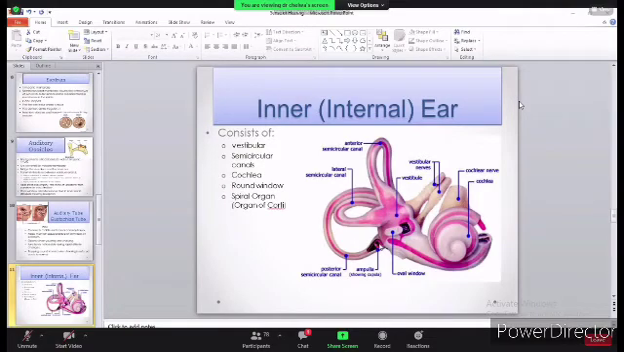Okay, so we have the vestibular, we have the cochlea, we have the semicircular canals. These semicircular canals, there are three. You have one that projects upwards, we call it the anterior semicircular canal. We also have the lateral that points towards you, it's a lateral semicircular canal. We also have the posterior that points towards the back. We call it the posterior semicircular canal.